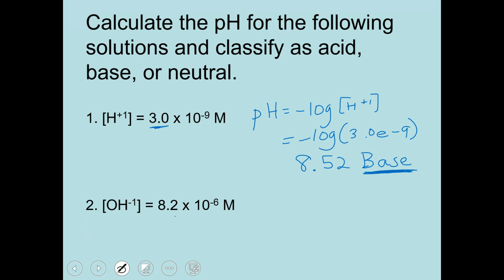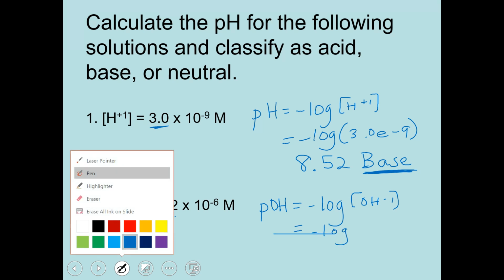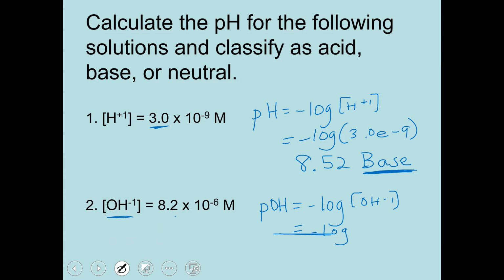Now down here, do you see how this is a hydroxide ion concentration? If we're going to take the negative log of the hydroxide, that is going to give us the pOH.